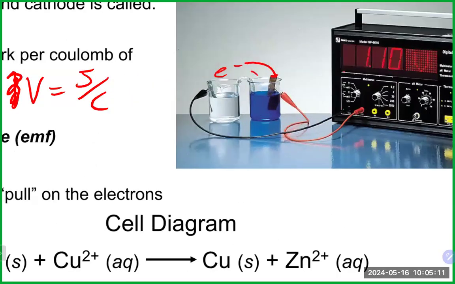Here's actually a galvanic cell. Hard to see, but right there's the salt bridge connecting both of them. And here we've got some positive voltage basically happening.